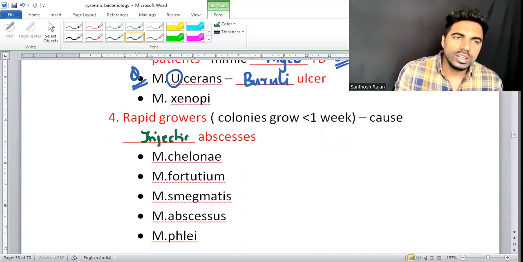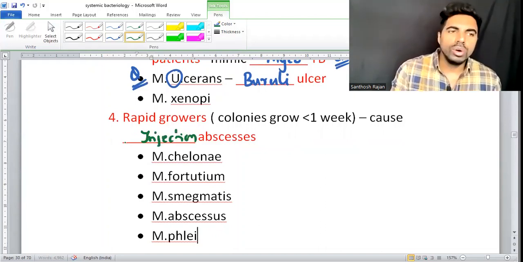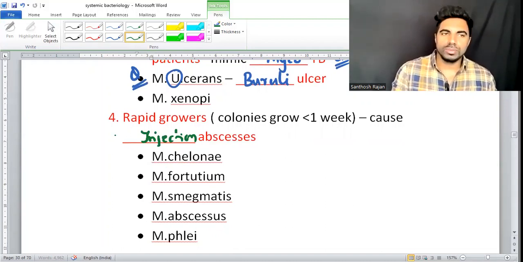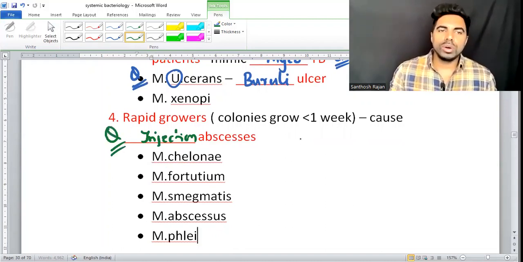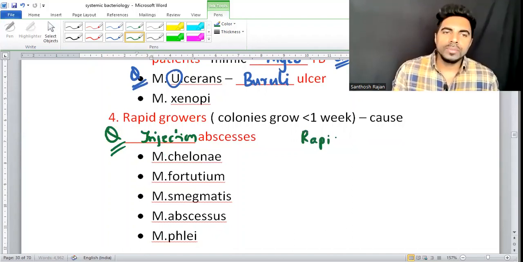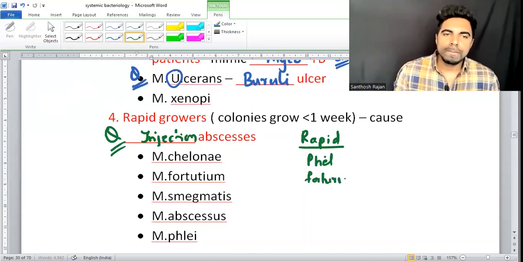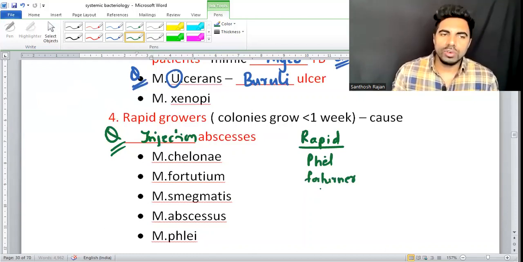कोई भी इंजेक्शन डाल देते हैं ना, इंजेक्शन के बाद कोई अब्सेस आ गया तो you have to think about all this Mycobacterium. So injection abscess is a question: rapid grower. Who is rapid? मिस्टर फिल। फिल के पास फॉर्च्यूनर है, वो क्या करता है? फॉर्च्यूनर से बहुत रैपिडली जाता है, स्पीड से जाता है, you understand, I am talking about car here. वो गाड़ी में ही goes very fast, rapidly travels.